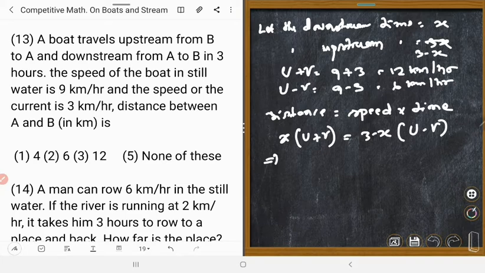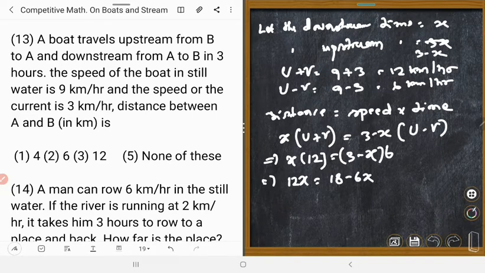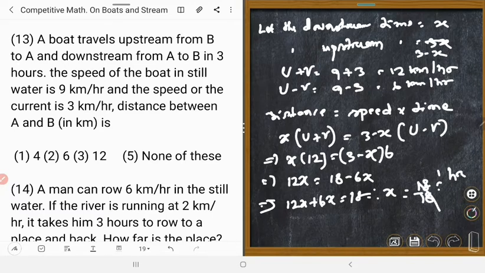Implies that x into 12 is equal to 3 minus x into 6. Implies that 12x is equal to 18 minus 6x. Implies that 12x plus 6x is equal to 18. Therefore, x is equal to 18 upon 18, which is 1 hour. Could you understand it?